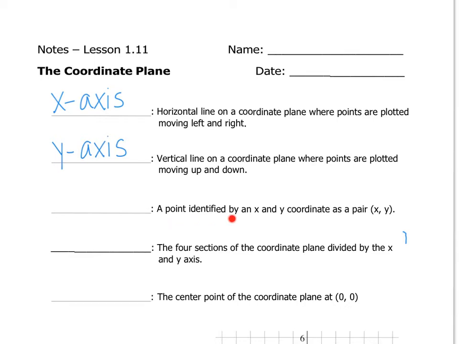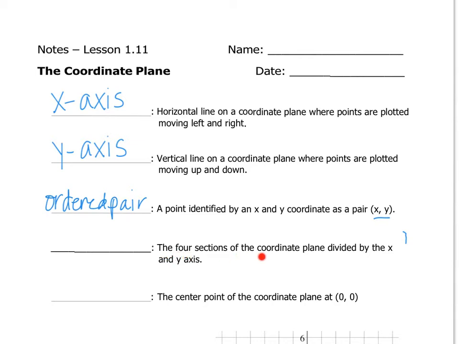A point identified by an x and y coordinate as a pair, (x, y), this is called an ordered pair. And in our ordered pair, it always goes x, y, so think of it as x comes before y in the alphabet.